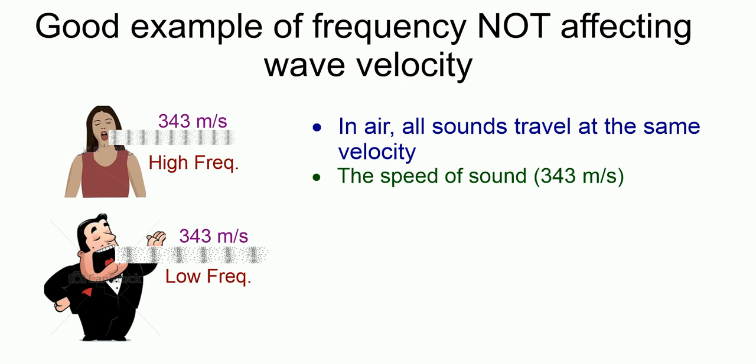A good example of frequency not affecting wave velocity are these two singers. Turns out in air, all sounds travel at the same velocity. It's called the speed of sound. You've heard of it, right? This gal sings a high frequency, 343 meters per second, speed of sound. This guy down here is lower, same speed of sound. Yep, the frequency does not change the velocity at which these sound waves move forward.